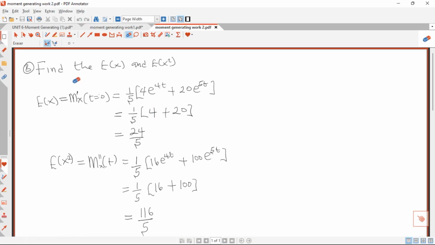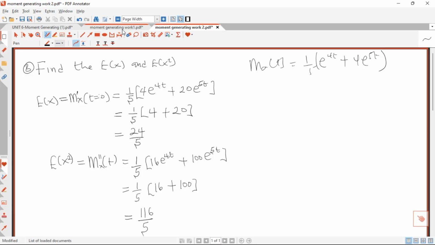The next question says you find the expectation of X and then the expectation of X squared. That is what the question has asked us to find, right? So for the expectation of X, we already know that we will take the moment generating function, take the first derivative, and put t equal to 0, right? And from the question, we had our moment generating function to be 1 over 5 e raised to the power 4t plus 4 e raised to the power 5t. That is what we had here, right?